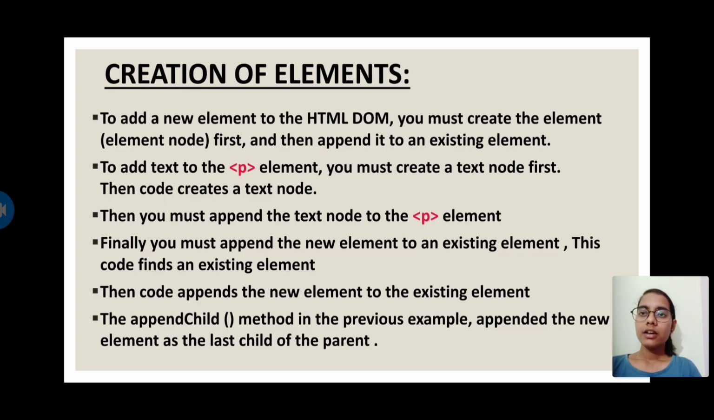Here are the steps to create an element in the HTML. To add a new element to the HTML DOM, you must create the element first and then append it to an existing element. To add text to the P element, you must create a text node first, then code creates a text node. Then you must append the text node to the P element. Finally, you must append the new element to an existing element.